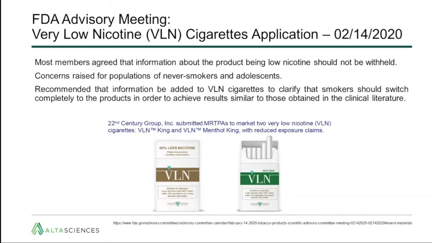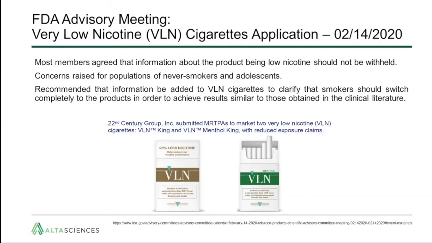So in a recent FDA advisory meeting, and there have been several over the past few years, one product called very low nicotine, or VLN cigarettes, gave an application in just February of this year. In this meeting, the panelists agreed that the information about the product having low nicotine should not be withheld from the package or the labeling claims. There were, however, concerns raised for populations of people who never smoked and for adolescents, and the perceptions of safety that the product may have.